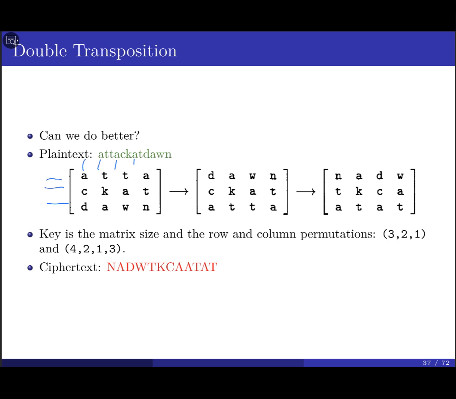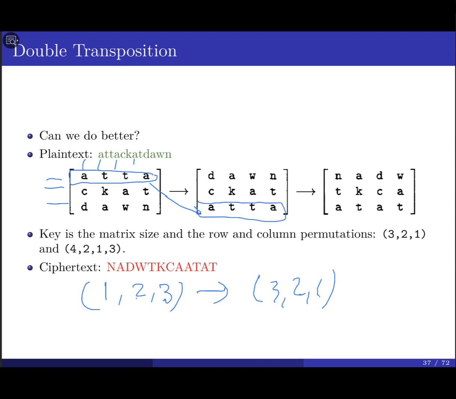So here, suppose we permute the rows. We have 3 rows, 1, 2, 3, and I'm going to permute them into, let's say, it depends on you, 3, 2, 1. That means whatever you have in the first row is going to be in the third row, the second stays the same, and whatever you have in the third row is going to be in the first row. So I permute the rows.